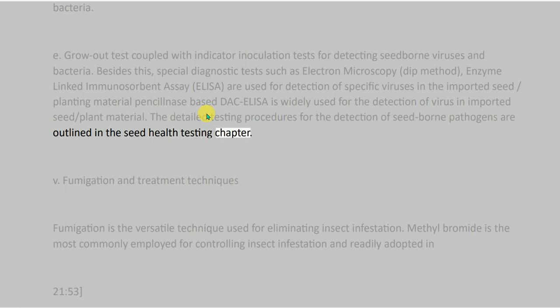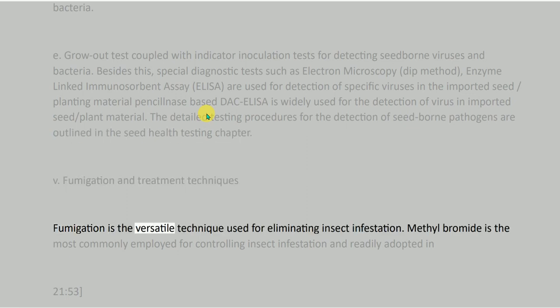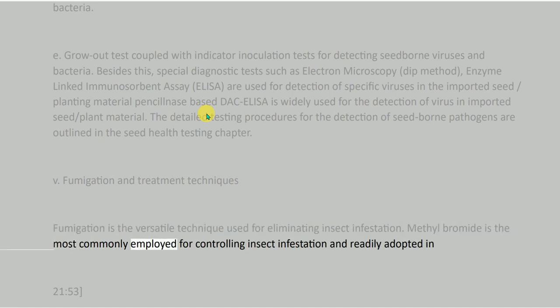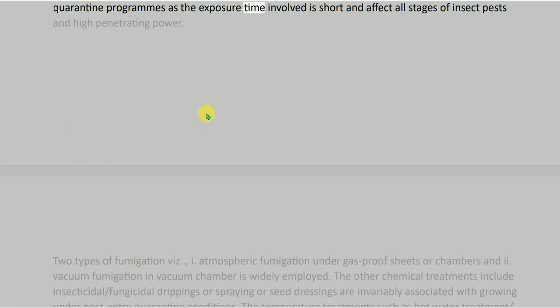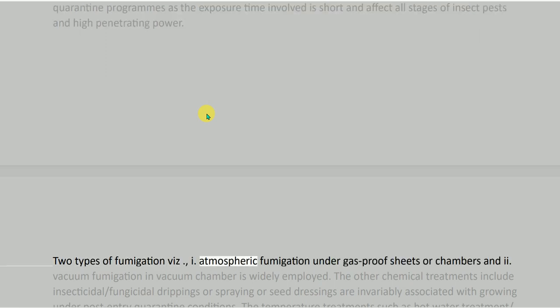Fumigation and treatment techniques. Fumigation is the versatile technique used for eliminating insect infestation. Methyl bromide is the most commonly employed for controlling insect infestation and readily adopted in quarantine programs as the exposure time involved is short, it affects all stages of insect pests and has high penetrating power. 2 types of fumigation: 1. Atmospheric fumigation under gas-proof sheets or chambers and 2. Vacuum fumigation in a vacuum chamber is widely employed.